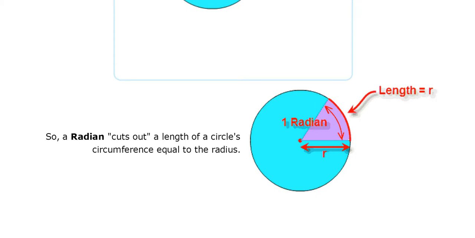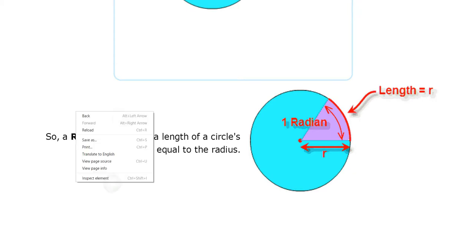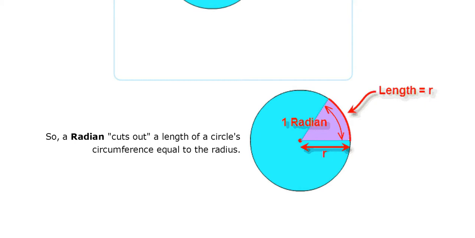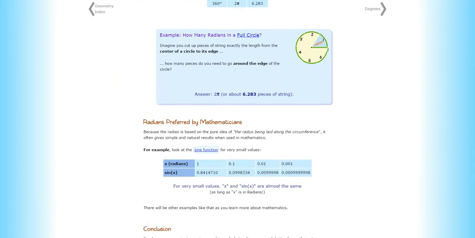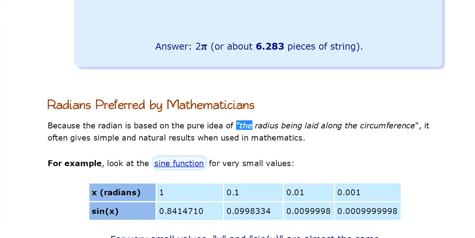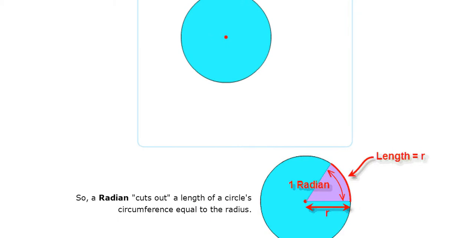If let's say you just require about 1 radian, remember R does not stand for radian. It stands for radius. Now, lastly, to put it simply, a radian is the pure idea of the radius being laid along the circumference. The circumference is also once again known as this.